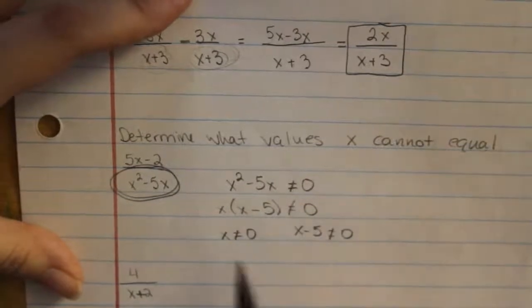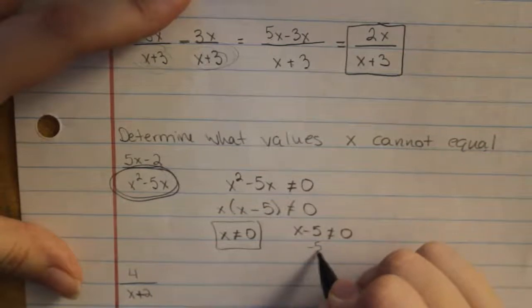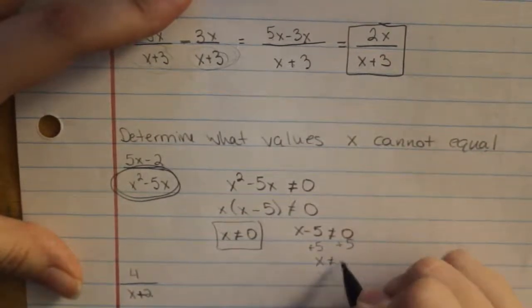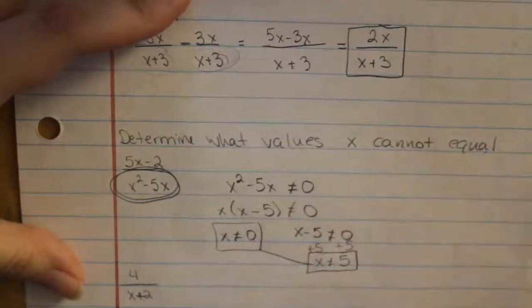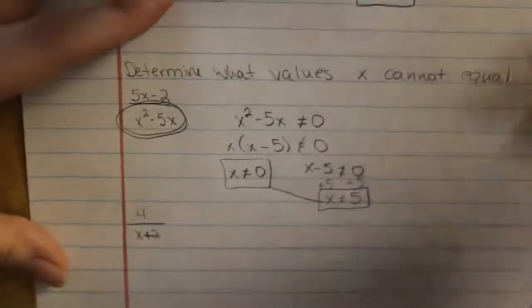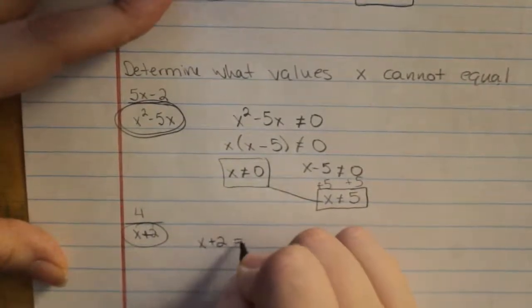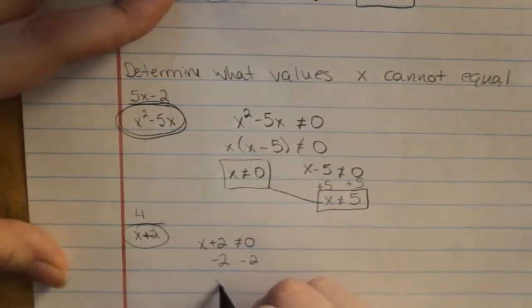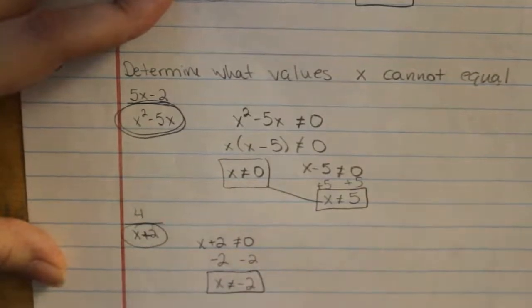I forgot to put that there. So I've got one of my answers, and I'm going to get my other one right here by adding 5 to both sides, and I have that x cannot equal 0 and x cannot equal positive 5. Now let's look at this other problem. So it's very similar, but I've got x plus 2 cannot equal 0. So I subtract my 2, I subtract my 2, and I end up with x cannot equal negative 2.